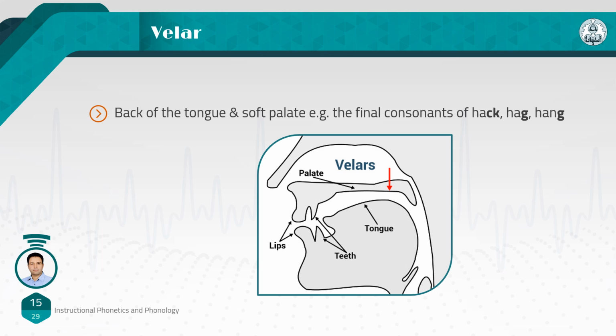In all these sounds, the back of the tongue is raised so that it touches the velum. Look at the red arrow. This is the exact location where the back of the tongue is raised and touches this part, the velum. So we call them velars. Sounds like k, g.